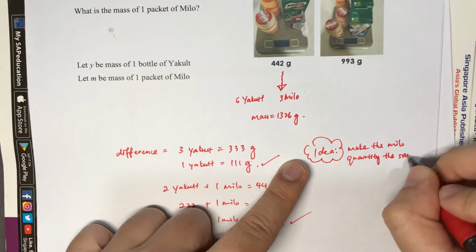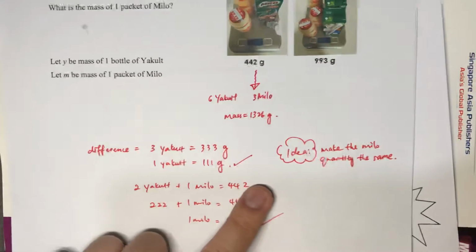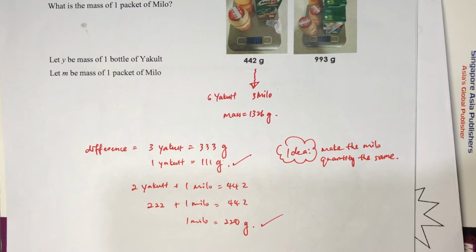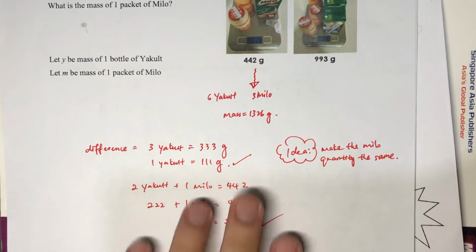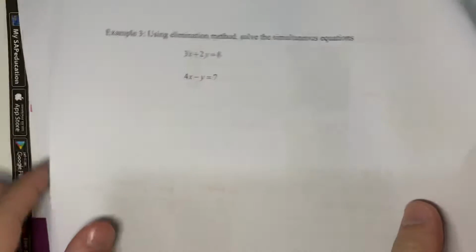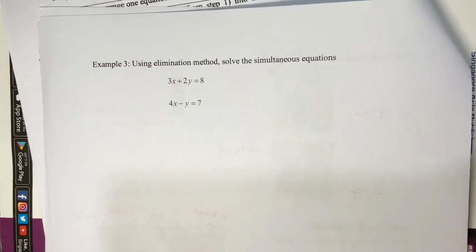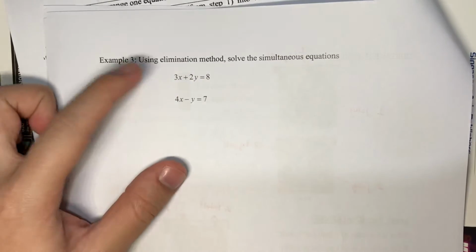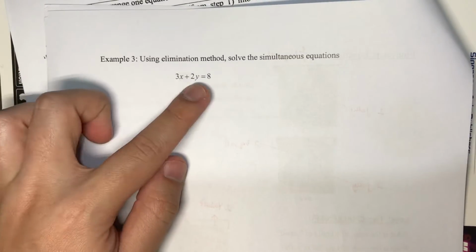Okay, so in the same way you can think of it as making the variable the same, making the coefficient of the variable the same, making the quantity of the variable the same. Now without further ado, let's go to number 6. Number 6 is actually the formal one, the more official one. Now using the elimination method, solve the simultaneous equations, two equations in x and y.